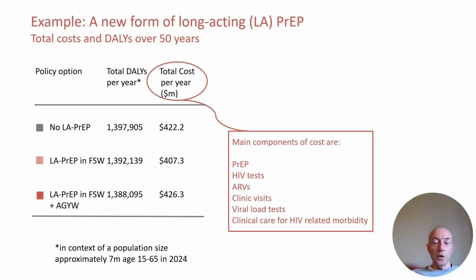Now, I said the costs are in the third column. The main components of the costs here that were accounted for are the costs of PrEP itself, the costs of HIV tests, of antiretroviral drugs, clinic visits, viral load tests, and clinical care for HIV-related morbidity. And remember, this is the costs incurred by each individual in the adult population, not just those with HIV or just those that are going to be having PrEP.